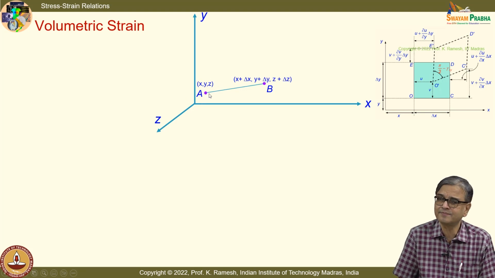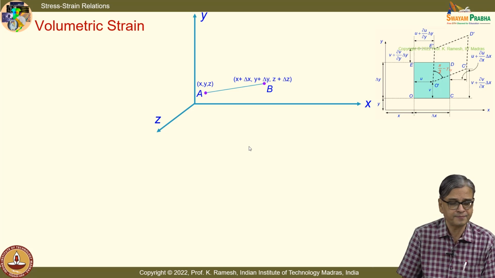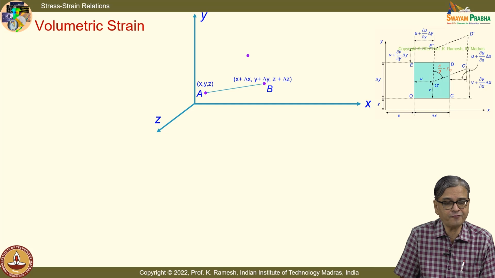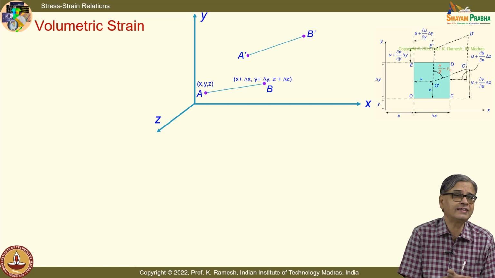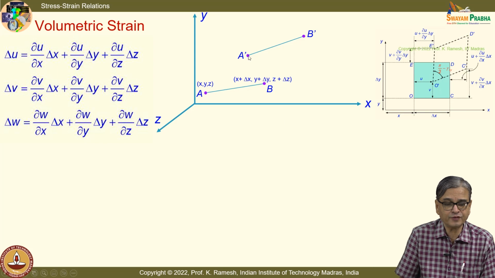A is x, y, z. B is x plus delta x, y plus delta y, and z plus delta z. What is the difference between this and this? There will not be any z quantities in this. In this, I have all the 3 coordinates available. So, the points A and B are situated in space, fine. And they get deformed and then move to new positions A prime, B prime. We have also seen that when we discuss the finite strain.